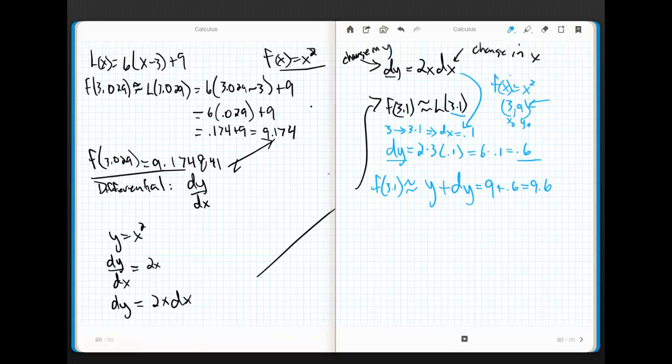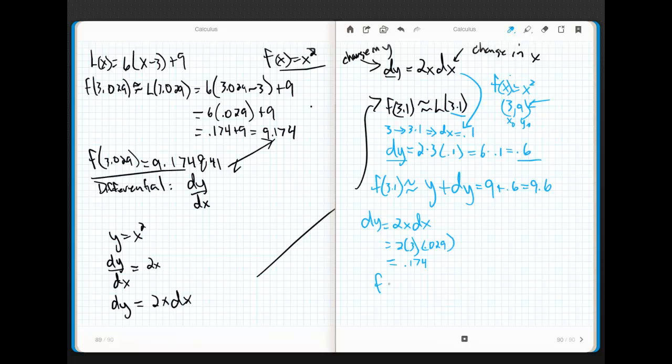How about for this guy? What do we get? 9.174? Same thing. So dy equals 2x dx, right? So I just go 2 times my original value, which was 3, and then my dx, which is 0.029. That was my change in x, right? Because I started at 3 and I finished at 3.029. And what do I end up with? I ended up with 0.174 if I multiply these out.